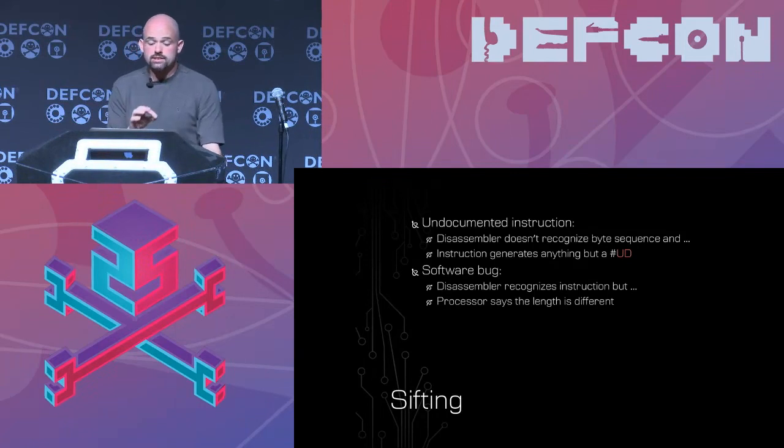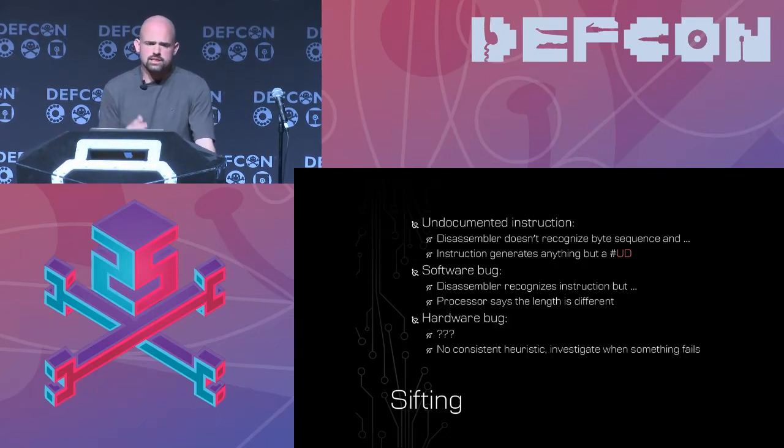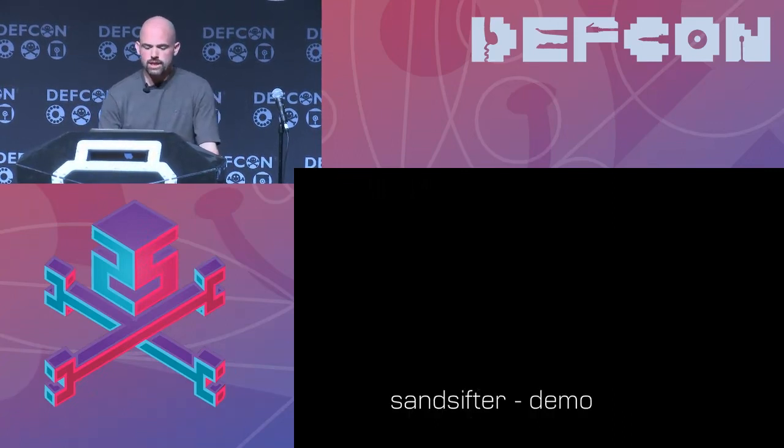If the disassembler recognizes an instruction, but the processor says that instruction's length is something different, that's usually indicative of a software bug. And with the search, we can also find hardware bugs. There's actually no really good heuristic I came up with for these hardware bugs. Basically, when everything goes haywire, you can dive in and figure out what's really going wrong on this system. So I want to give you a quick demo.